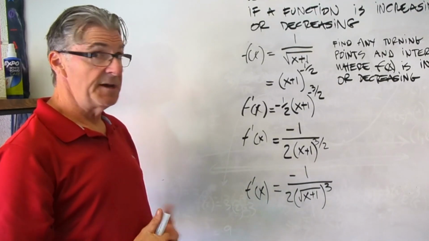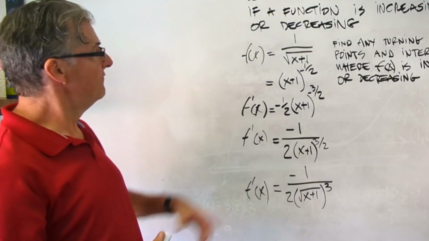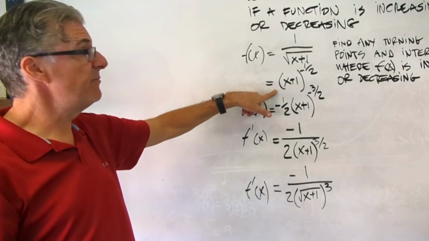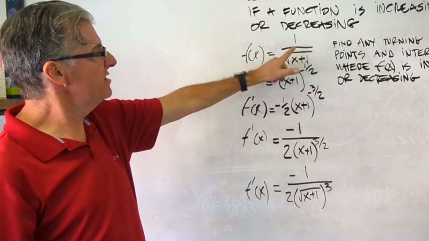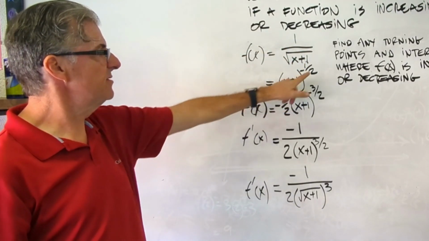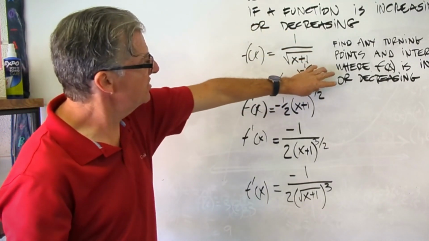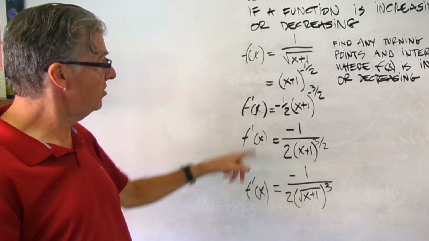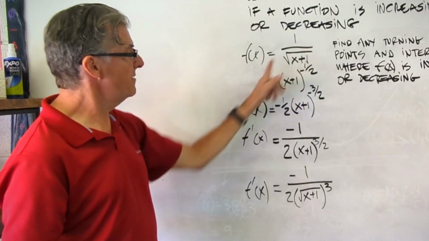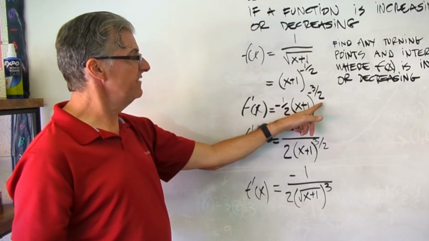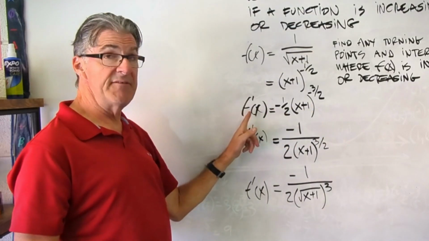Okay, here are my steps to finding the derivative function for f of x. First I restated this so I could apply the power rule. The square root of x plus 1 is the same as x plus 1 to the -1/2 power. I brought it up from the bottom of the fraction, so now I can apply the power rule, which I did in this step. I brought my -1/2 down, and I decreased the exponent by 1 to get to -3/2. So there's my derivative function.